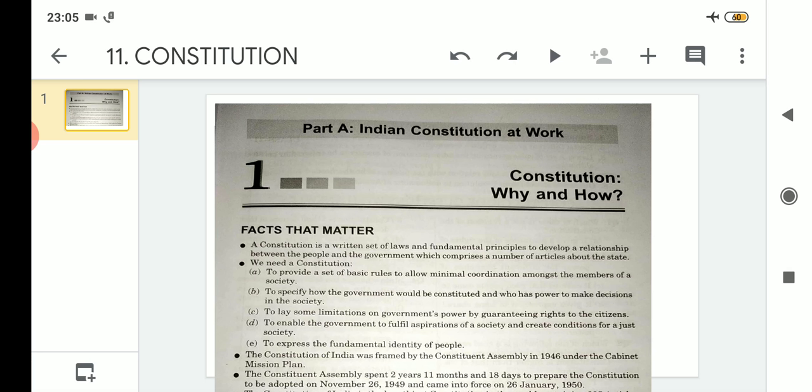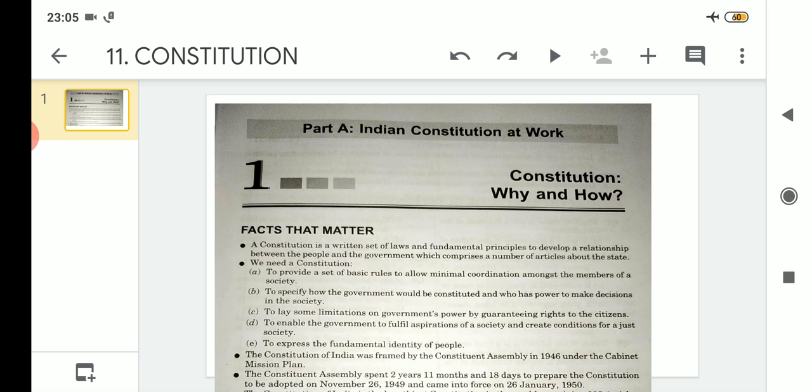So today we will start from chapter number 1 of part A, that is Indian Constitution at Work, and the chapter's name is The Constitution: Why and How. We will thoroughly go through whatever the important points are there under this chapter. We will first discuss that, and after that we will start discussing questions and answers also. So let us proceed then.